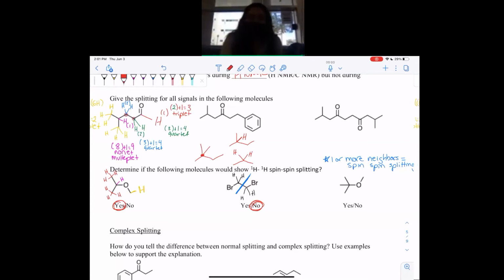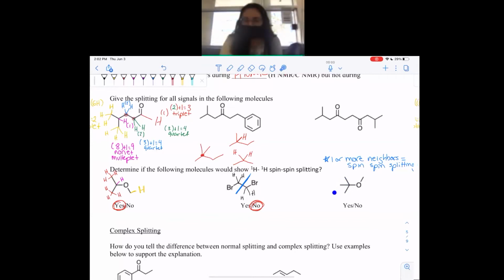There's an extra methyl, exactly. So we already know this hydrogen over here can't be split by anything because of the heteroatom, but now we have 9 hydrogens here that are all symmetrical, and there's no hydrogen here because we have 4 carbons, or 4 bonds, excuse me. So therefore, is there any splitting going on in this molecule? Nope. So the answer would be no.